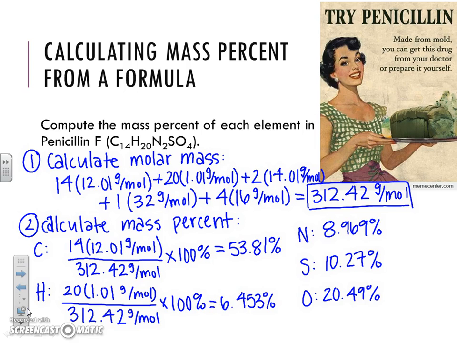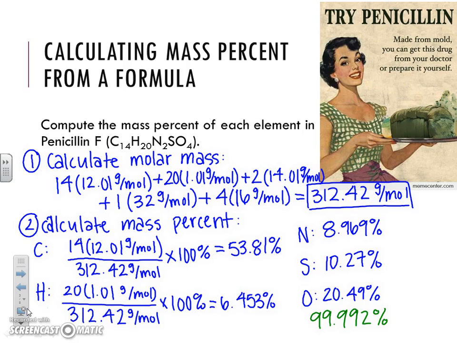Another thing I'd like to point out about this whole calculating mass percent deal is that theoretically, if you add all of the mass percentages up, they ought to add up to 100. And in this case, if you add all of these up because of the decimals, we get 99.992%, which is just rounding inconsistencies, and that's okay. I'm okay with that.